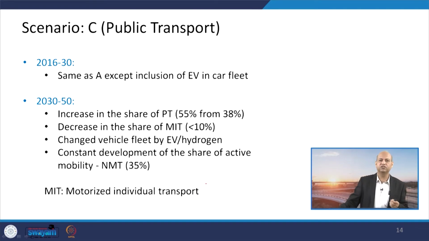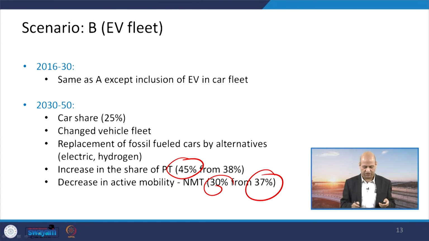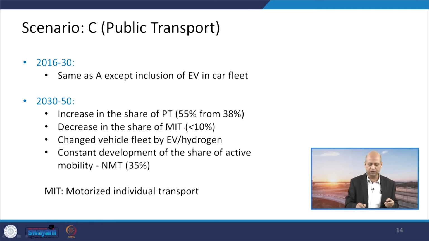Then if you talk about scenario C, which places more emphasis on public transport, 2016 to 30 is the same as A, the business as usual scenario, except for inclusion of EV in the car fleet, the same as it was in B also. From 2030 to 50, a lot of changes are there, like increase in the share of public transport to 55% from 38%, and in B it was only 45%, if you see. Here it will be increased drastically to 55%, and decrease in the share of motorized individual transport, that is less than 10% only.